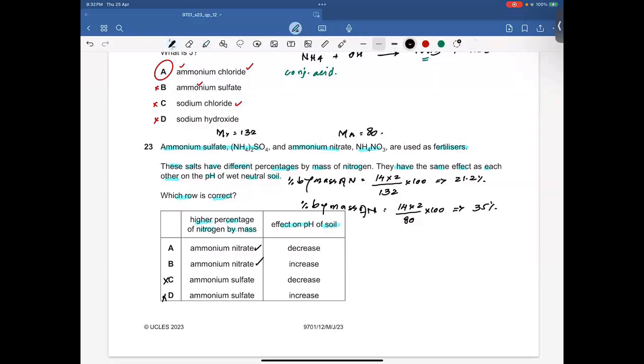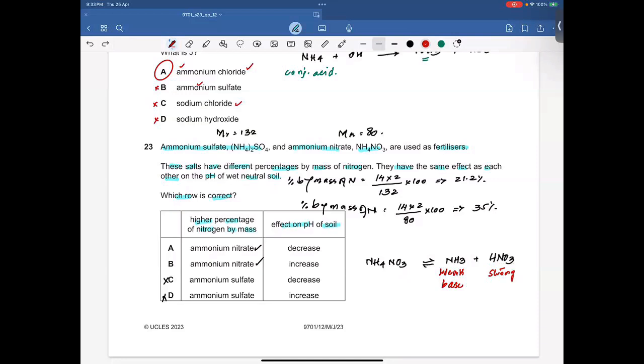Now both ammonium nitrate and ammonium sulfate have ammonium ions. So let's suppose when we talk about ammonium nitrate, it undergoes equilibrium and is converted into ammonia and nitric acid. We know that ammonia is a weak base because it partly ionizes in aqueous medium, whereas HNO3 is a strong acid, and so it ionizes fully in aqueous medium.